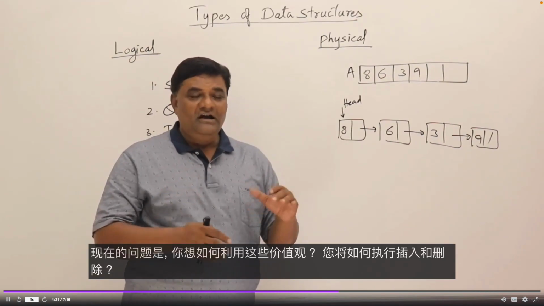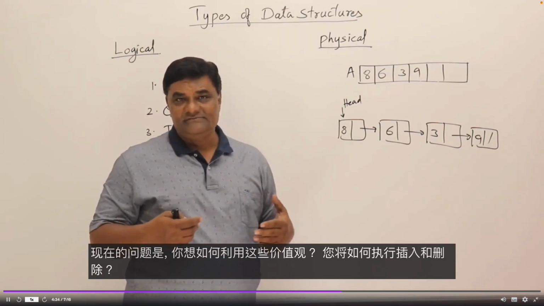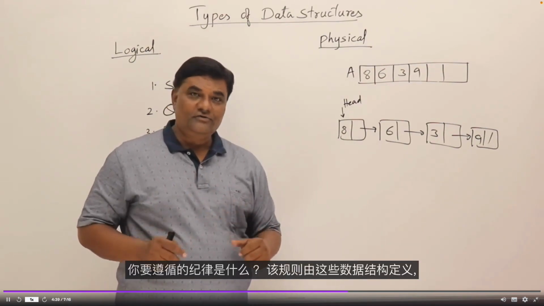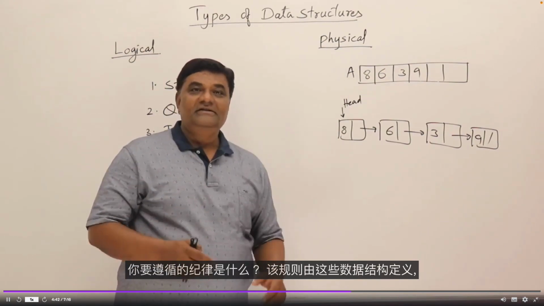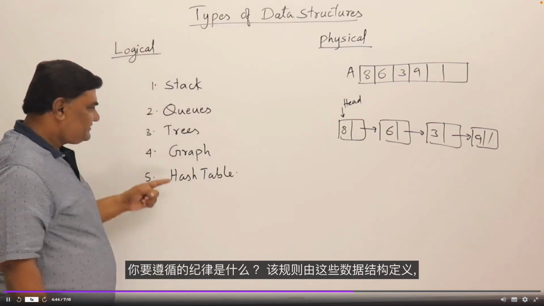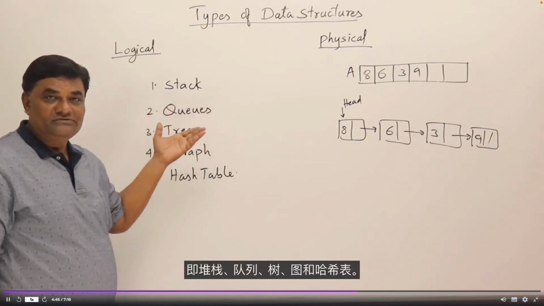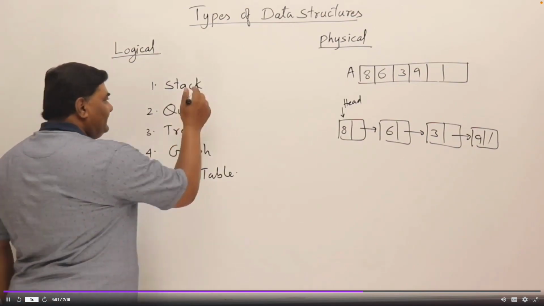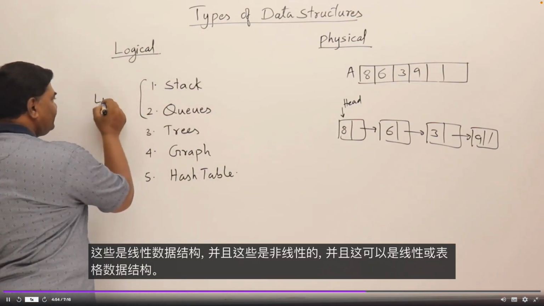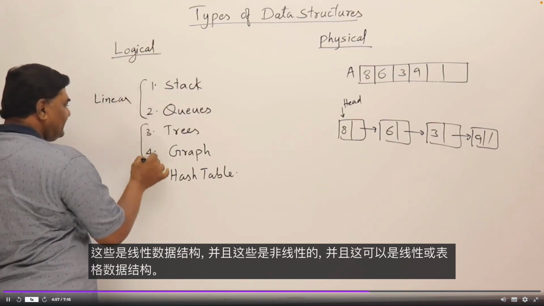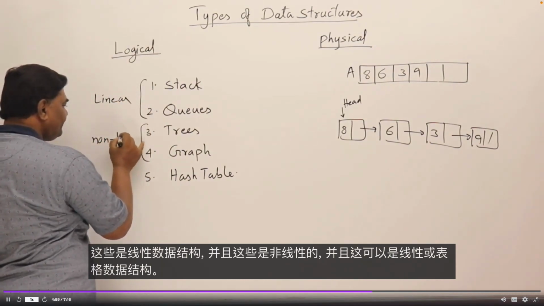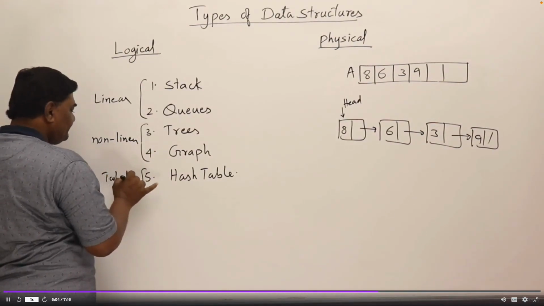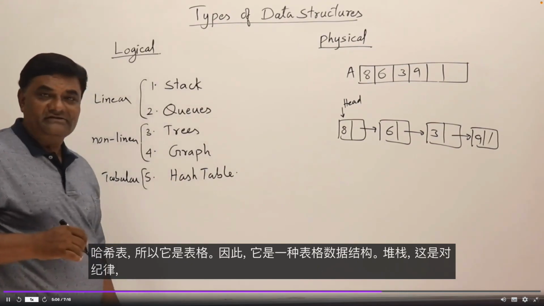Now the question is how you want to utilize those values. How you will be performing insertion and deletion. What is the discipline that you are going to follow? That discipline is defined by these data structures: stack, queues, trees, graphs and hash table. These are linear data structures and these are non-linear, and this may be a linear or tabular data structure. Hash table is a tabular data structure.